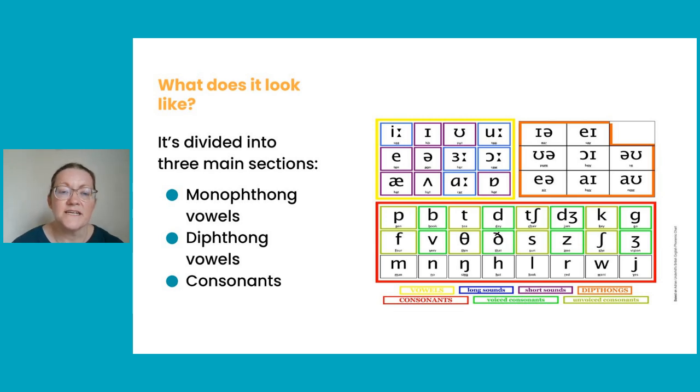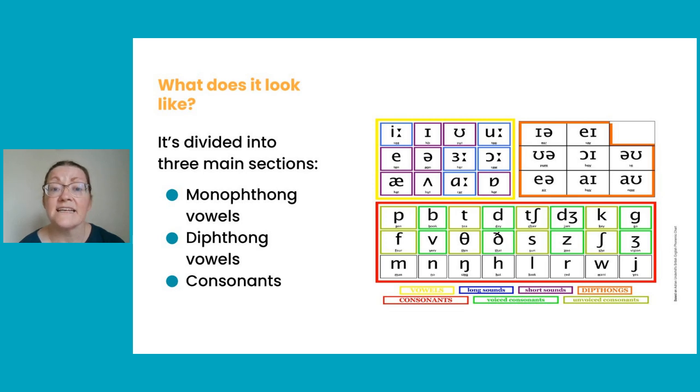So you can see on my chart that the IPA is divided into three main sections. We have in yellow, outlined in yellow, the monophthong vowels. Okay, you can see them there in the yellow box. There are 12 of them. Mono here means one. Okay, so basically they are just one symbol. Some of them have other stuff after them, but essentially they are one symbol.